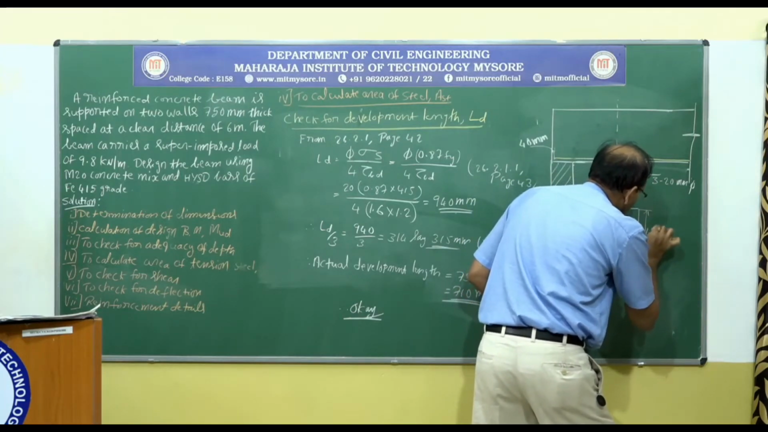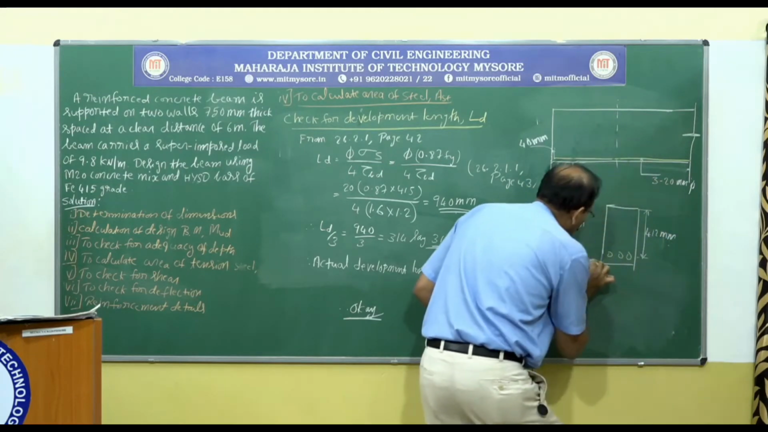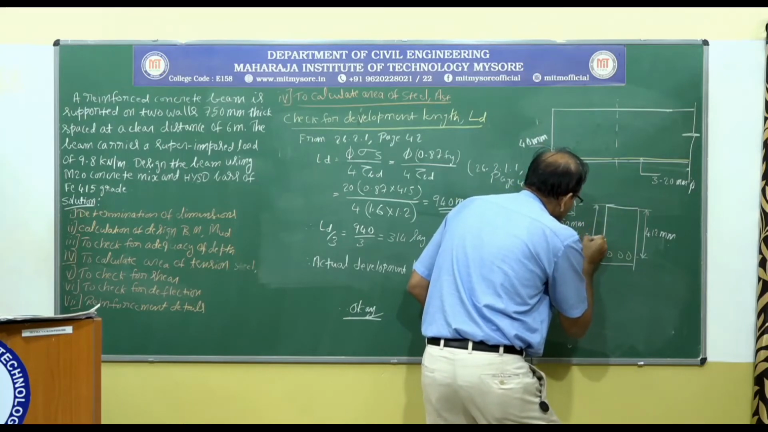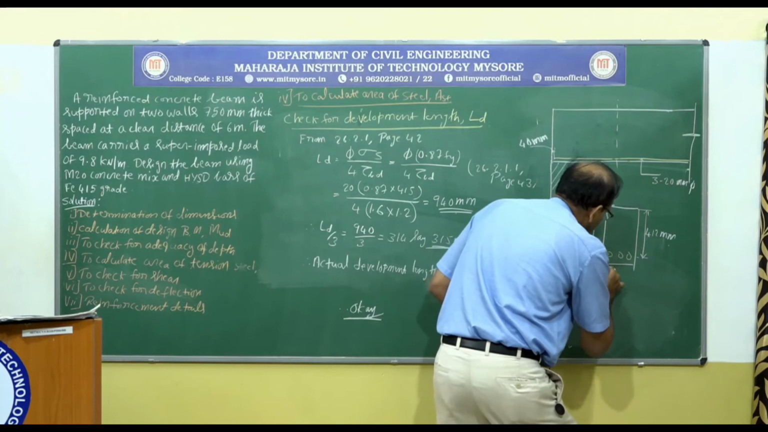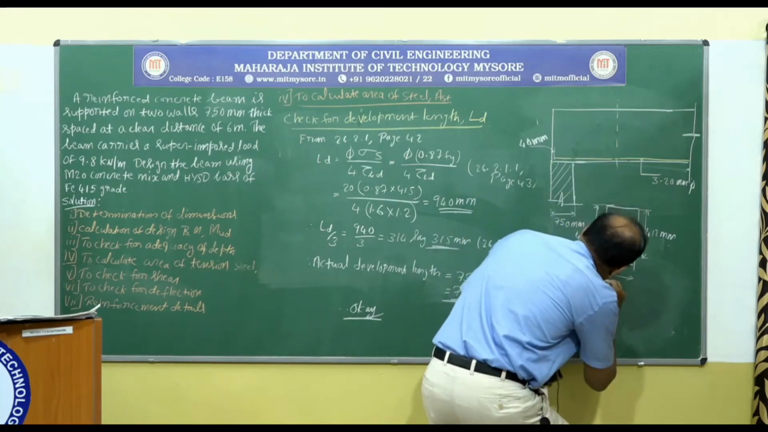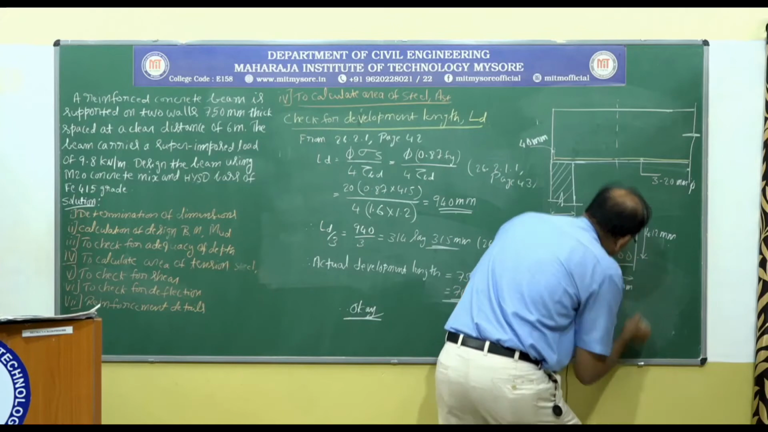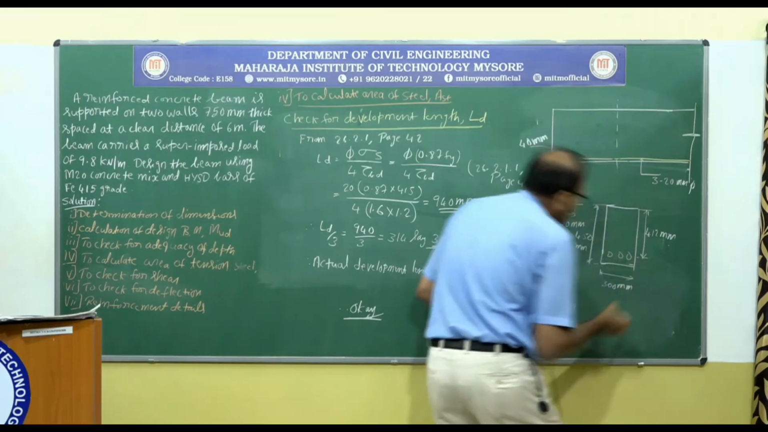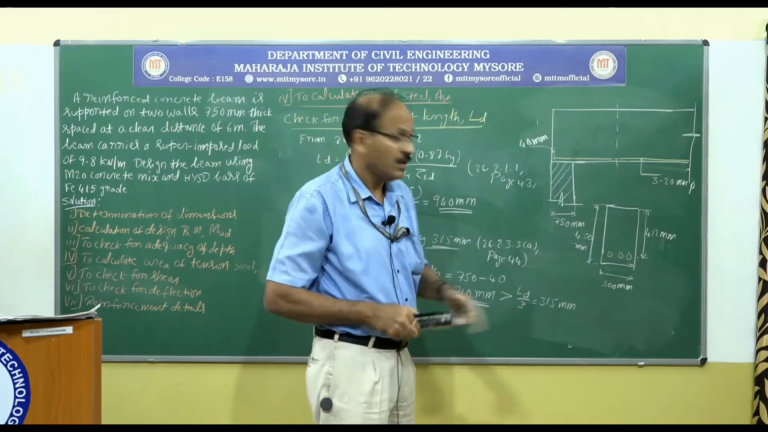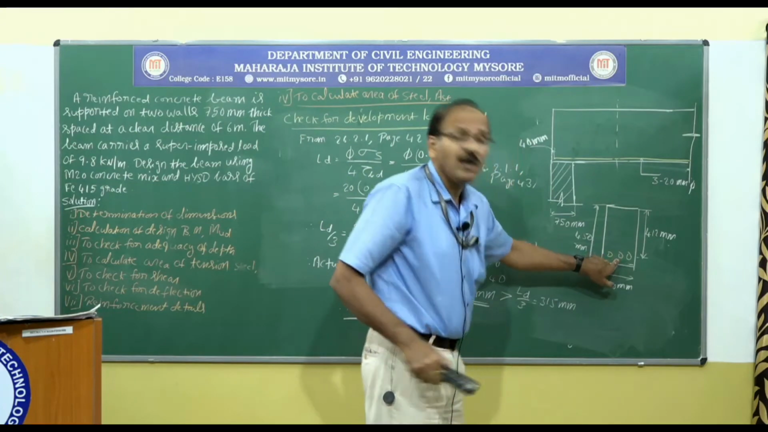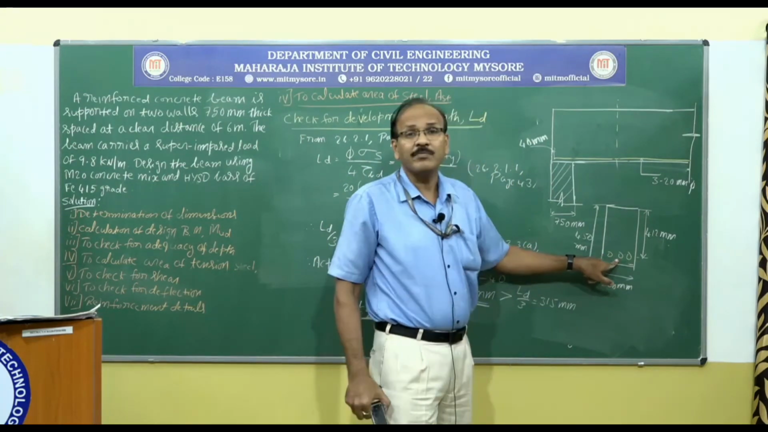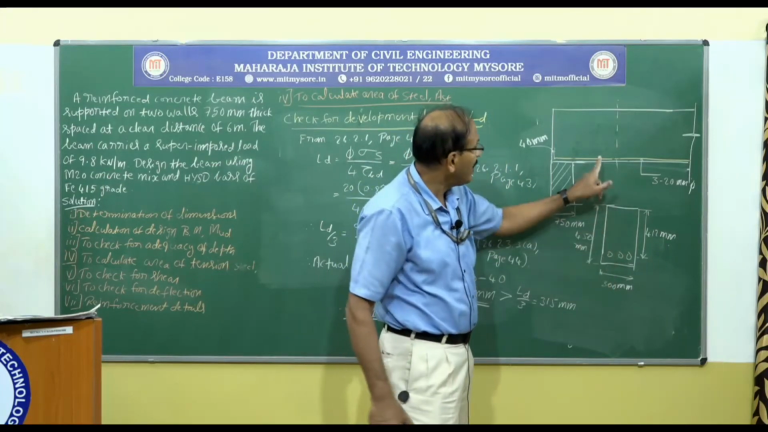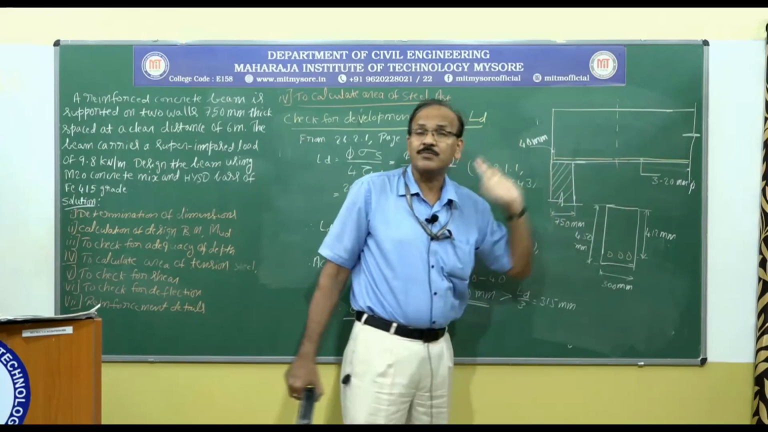that is 412 millimeter, overall is 450 millimeter. This is 300 millimeter. So, if at all you want to cut a bar, you can cut only one bar, that is the middle one, at certain distance from the support.